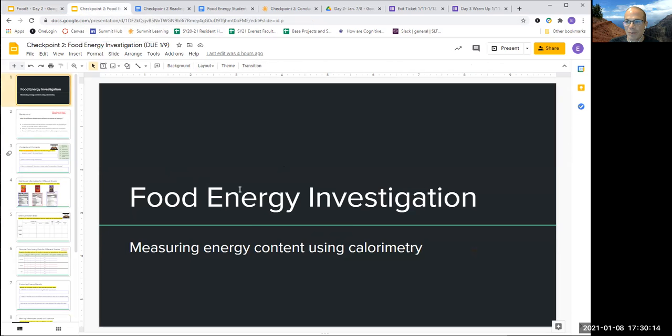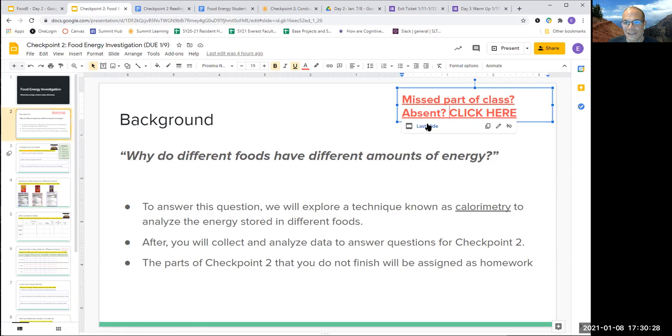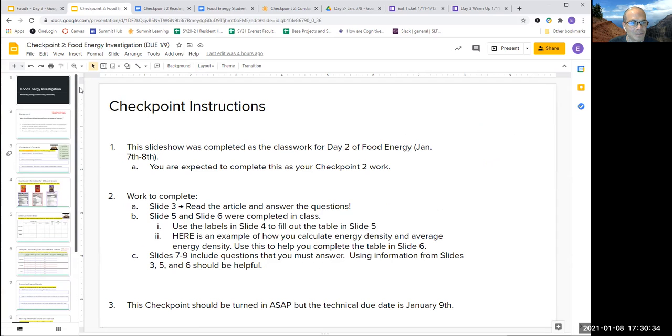If you open up checkpoint 2 on your platform, it should look like this. You have this food energy investigation. Slide 2, most importantly, has this link right here if you missed class, and that might apply to you if you're watching this video. If you click on this, it will take you to the last slide in the presentation, where it has instructions for completing checkpoint 2.